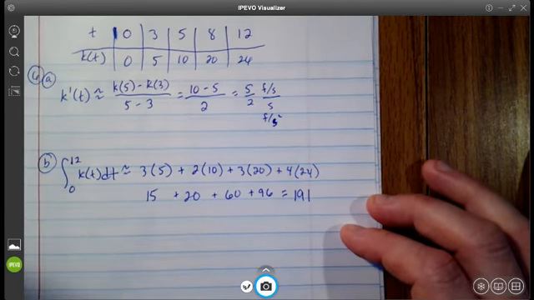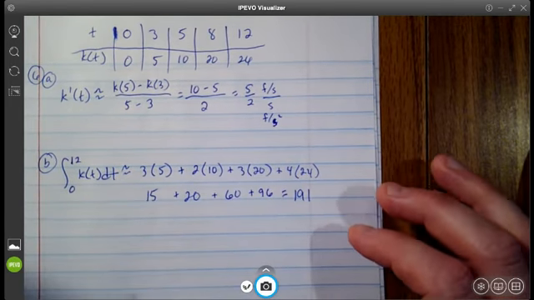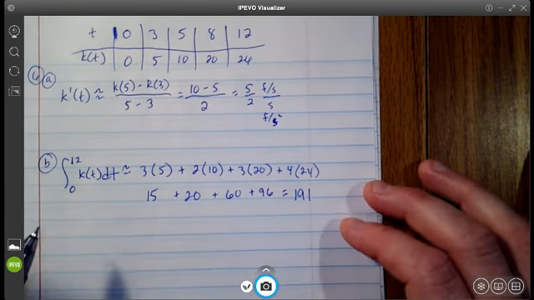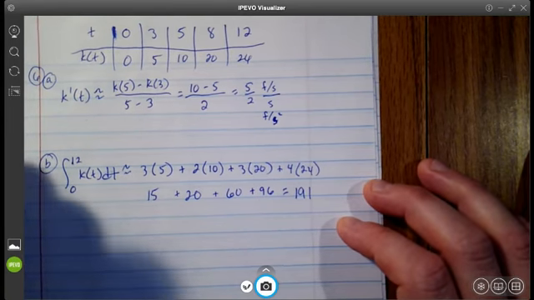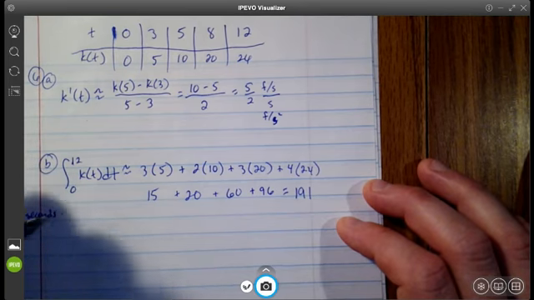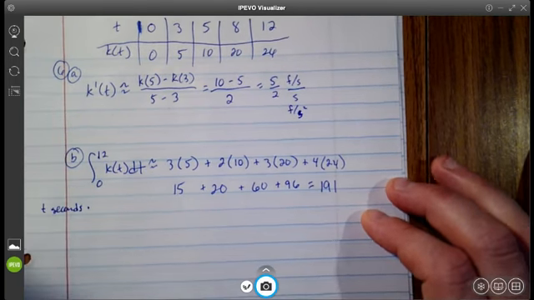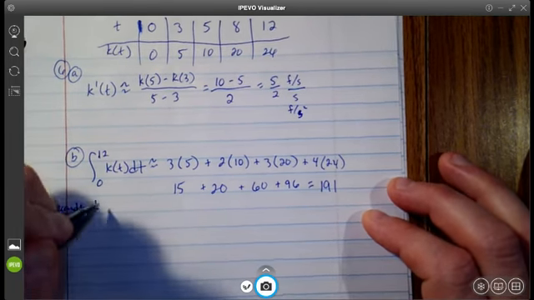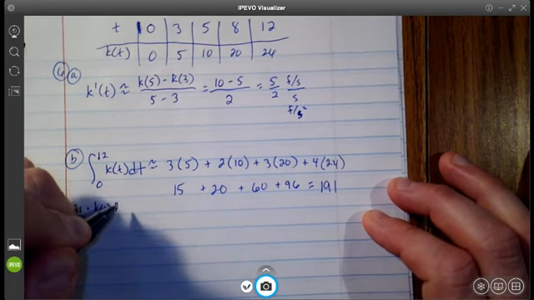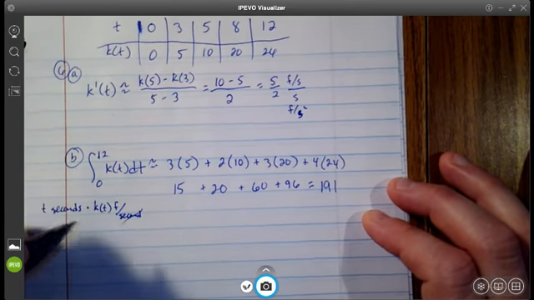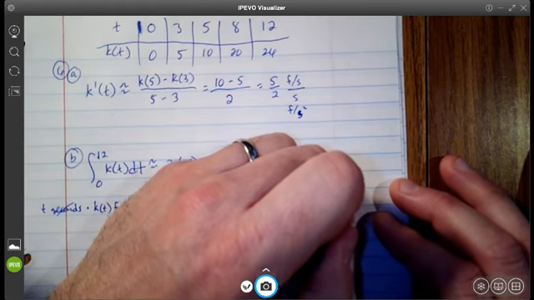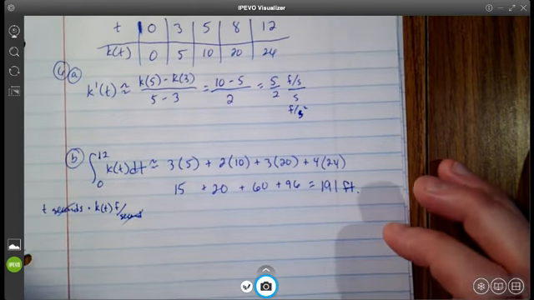Now it also says to indicate units of measure. So remember, I'm taking the value of t, which is in seconds, and I am multiplying by the value of k of t, which is in feet per second. And so the seconds would reduce, leaving us with an amount of feet. So feet is the unit.